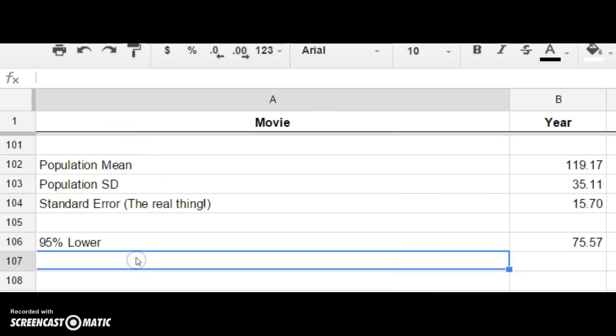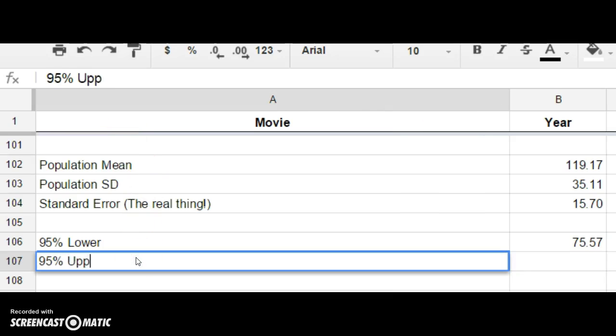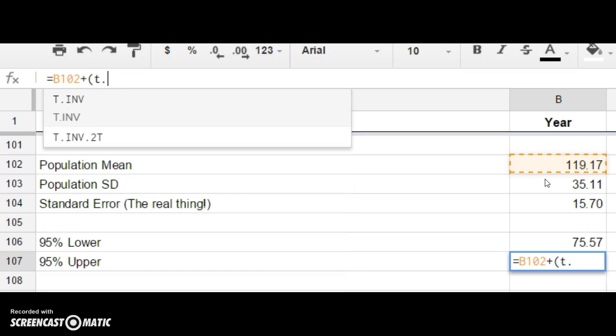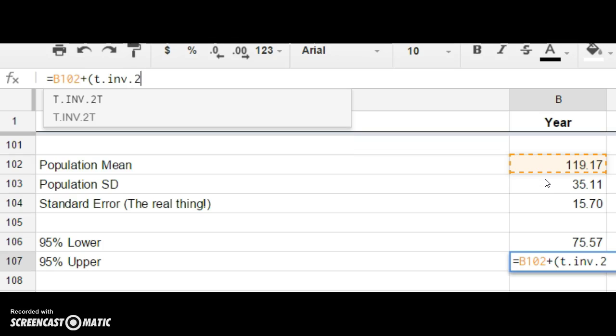And the upper end of my 95% confidence interval will be very similar. Again, I'll start off with the mean. I'll add, it's going to end up being the same number, but let me show you again how I did that. So t distribution, I'm using the inverse. The inverse again is just I give it the alpha level, it gives me the number of standard errors that I need to go away from the mean.